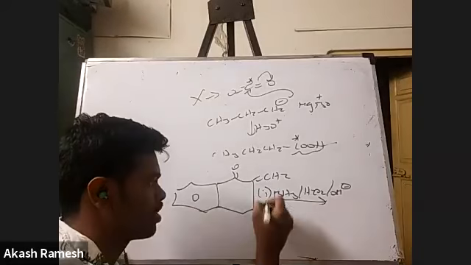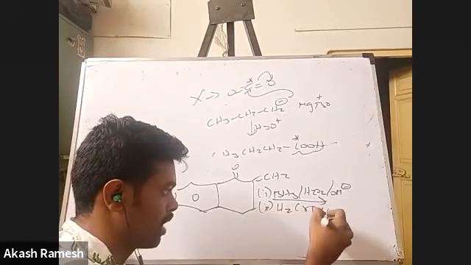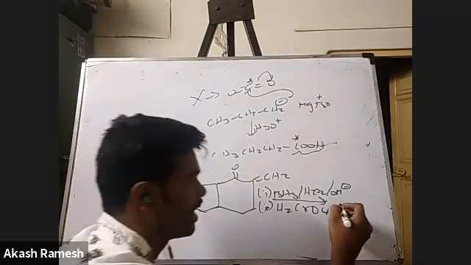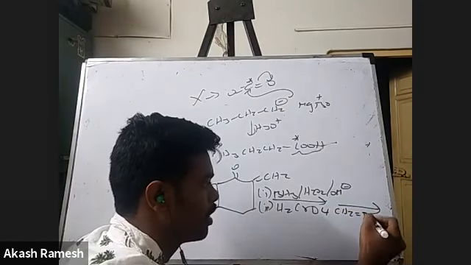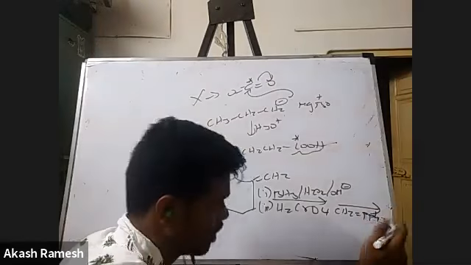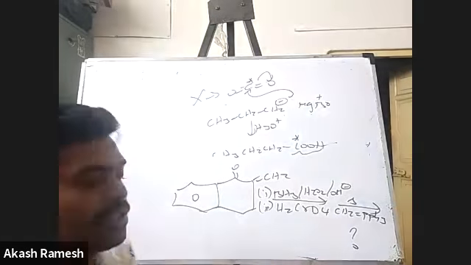This is the first reagent. Second reagent is H2CrO4, and after that I go for this CH2 double bond PPh3. Okay, and heating. What is the final product?